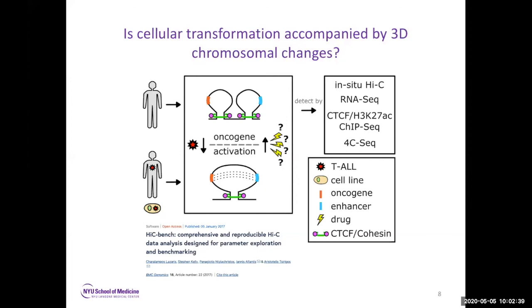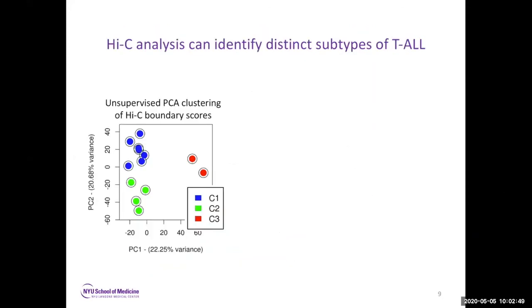And the analysis was done using the Hi-C bench that Haris Lazarus, who is also on the line, and Aris Tsirigos have pioneered in our own institute. So basically, the first thing that we have seen is that if we take unsupervised PCA clustering, basically measuring Hi-C boundary scores, we can see that we have 3 different categories of cells here. And I'll call them the blue ones, the green ones, and the red ones.